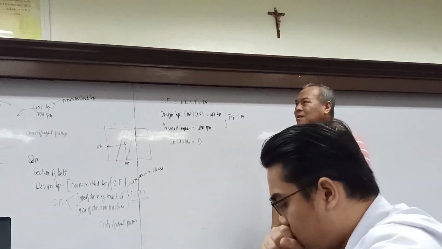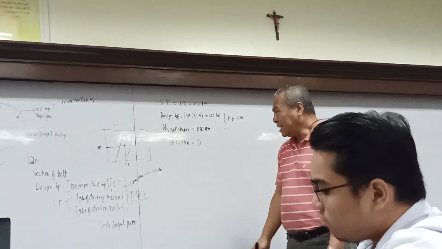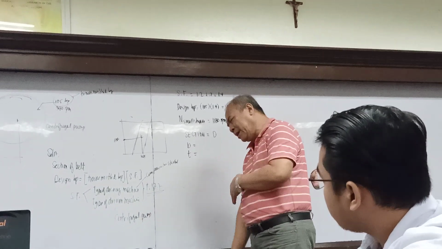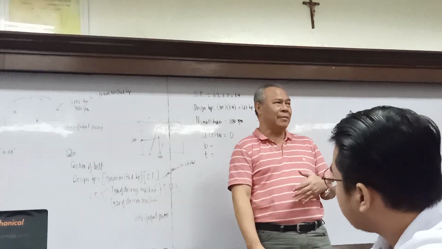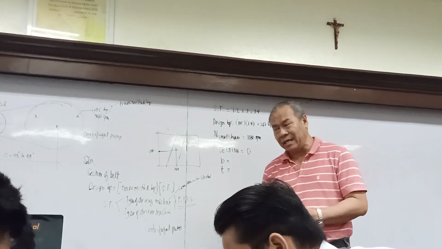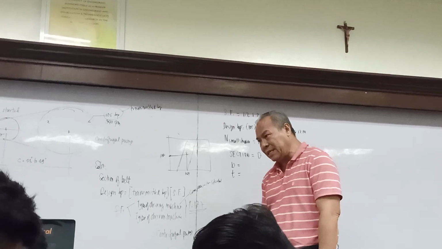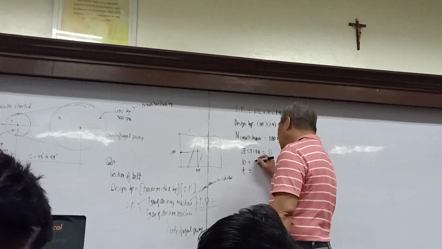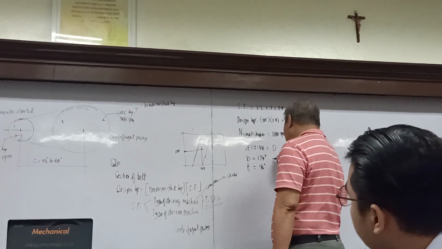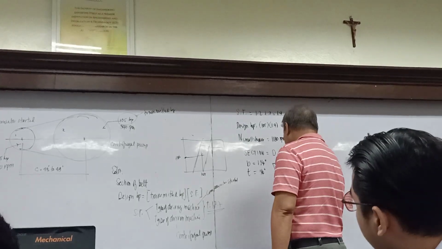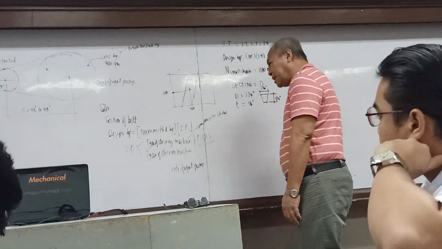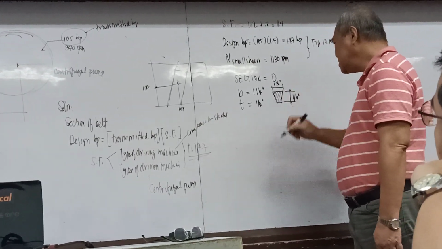Using the same graph, we can determine the width and thickness of the belt. The first number corresponds to the width of the belt, and the second number corresponds to the thickness. Each section has different values for width and thickness. For section D, the width is 1 and 1/4 inches, and the thickness is 1/4 inch. That is the section of the belt.